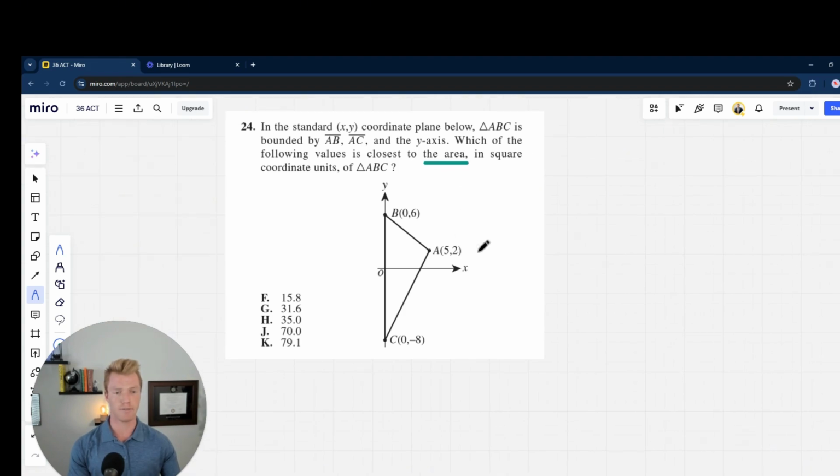And so a lot of students will get thrown off by this type of question because they don't just give us the base and the height like they would in a normal math geometry class. So what we have to do is understand first off that the area of a triangle is 1/2 base times height.